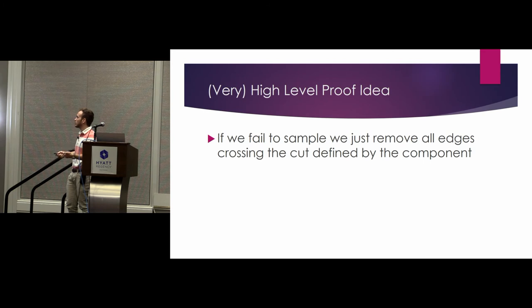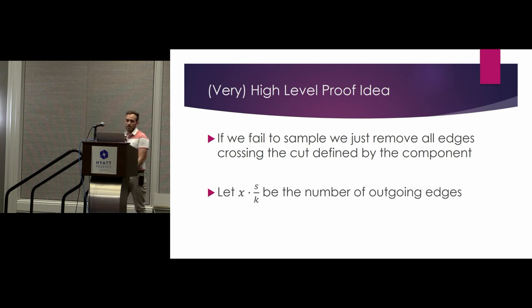So what we do if this thing fails, if sampling each edge with probability k over s didn't succeed, then we just cut all of the edges. We remove all of the edges touching the component. So for low degree components, we try this thing only once. OK. And now we need to show that the expected number of edges we removed is small enough.